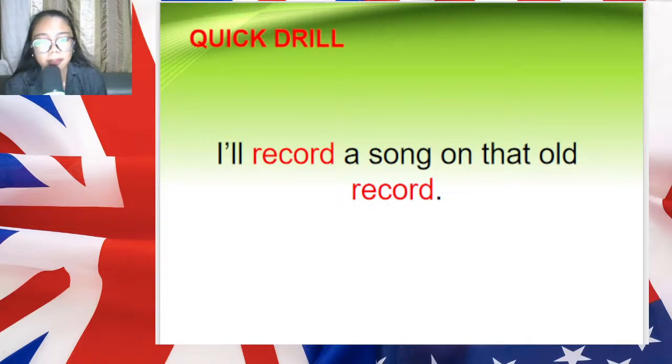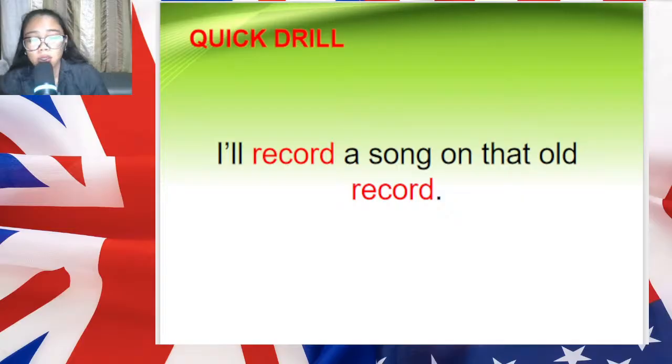So let's start. Let's begin with one of the most classic word pairs, record, record. The beauty of this sentence is that it uses both the noun and the verb forms of the word record, and that helps us here to hear the shift clearly. So let's say the sentence: I'll record a song on that old record. No, I'm sorry, it's the other way around. I'll record a song on that old record. Okay? I'll record a song on that old record.